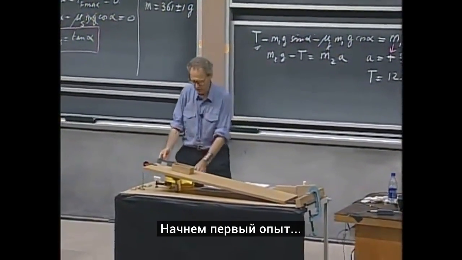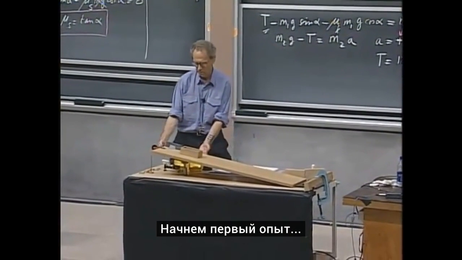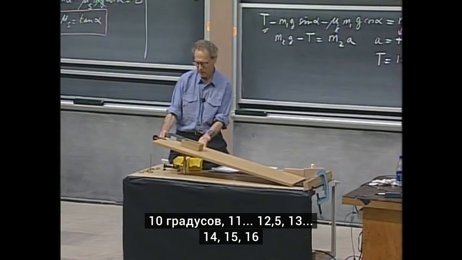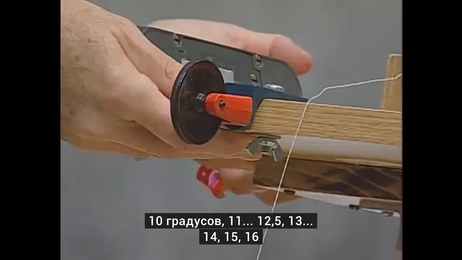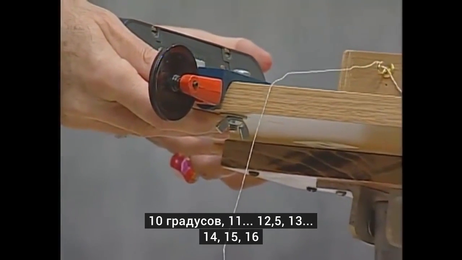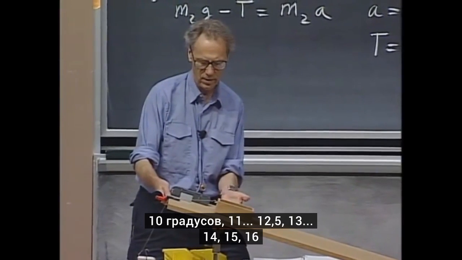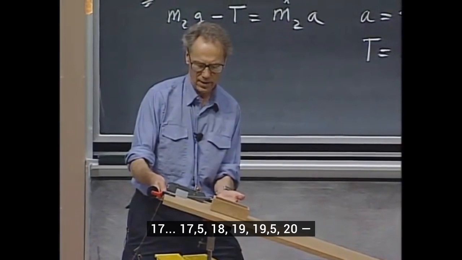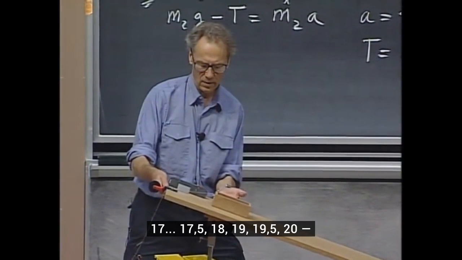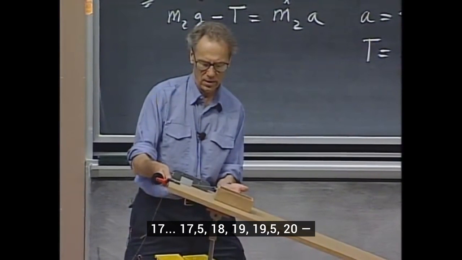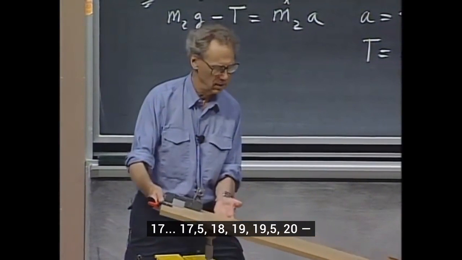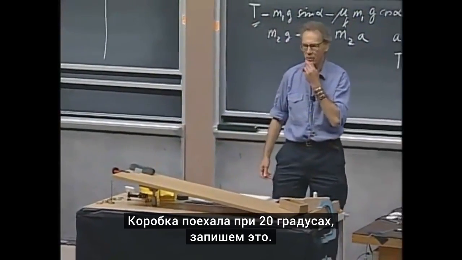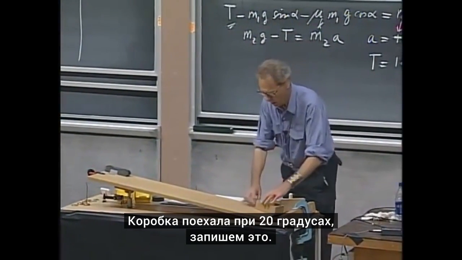So we'll do that first. There we go. It's now 10 degrees, 11, 12 and a half, 13, 14, 15, 16, 17, 17 and a half, 18, 19, 19 and a half, 20. 20 degrees. It starts to slide at about 20 degrees. Write that down.